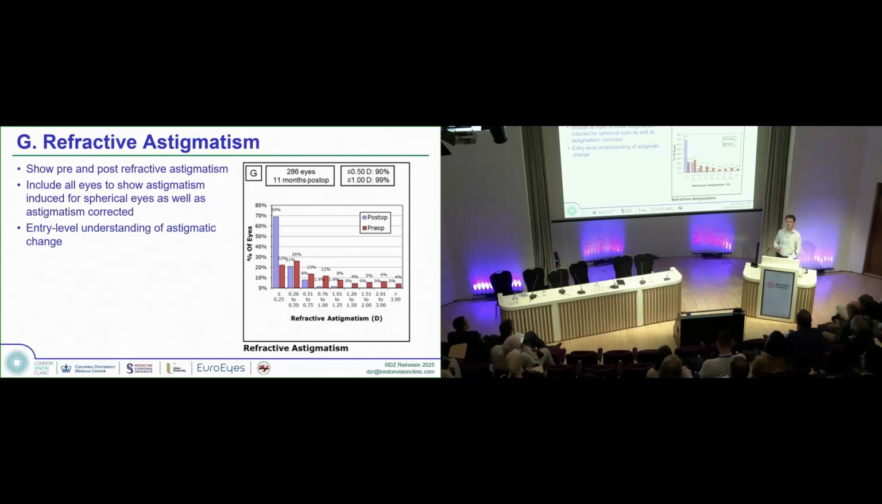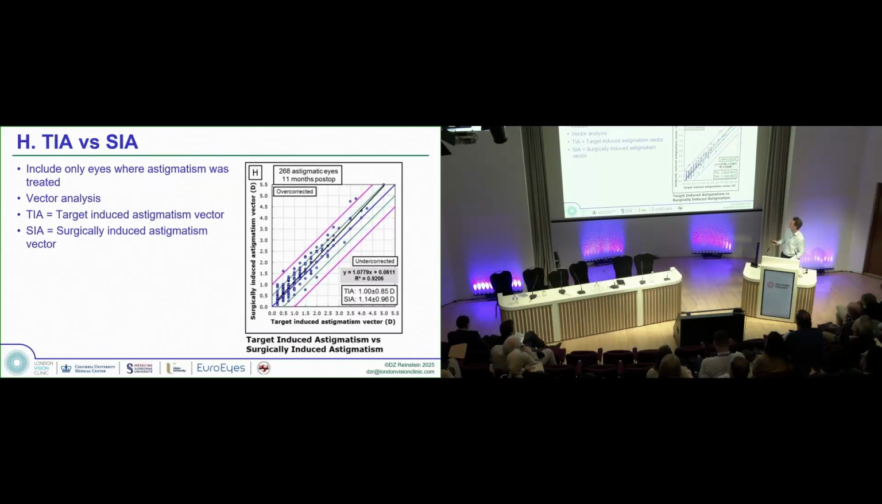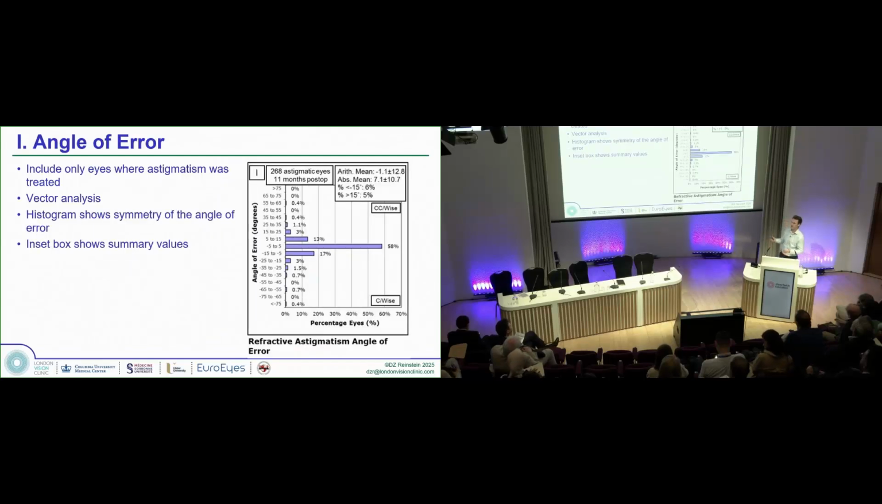Cylinder analysis gets a little bit more complicated, which we won't have time to go into today, where you need to do vector analysis because you've got the magnitude and the orientation of the cylinder. But that's an important thing to learn about, which you can measure here. This is the magnitude change. It's similar to attempted versus achieved for sphere, but for cylinder. And then the angle of error is an evaluation of whether you did your treatment on the right axis or not.